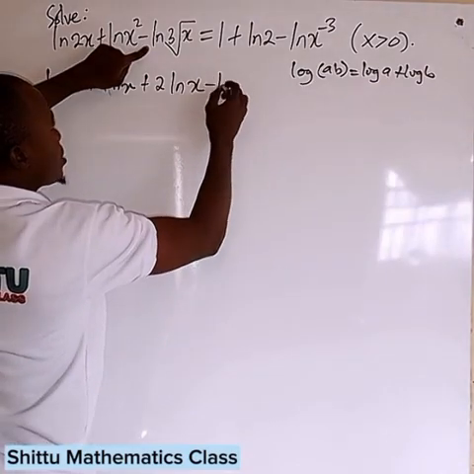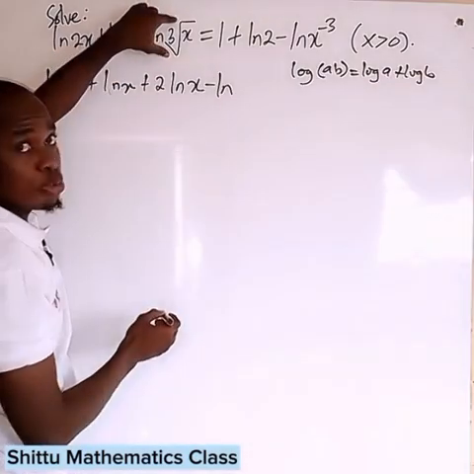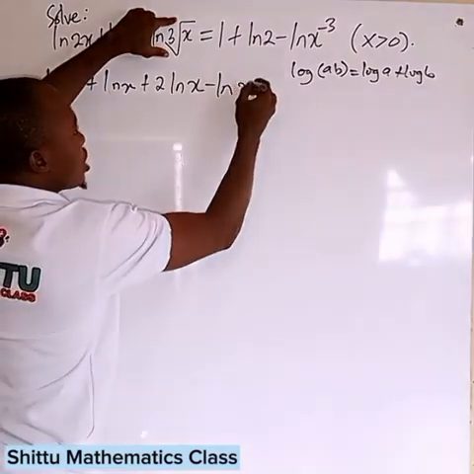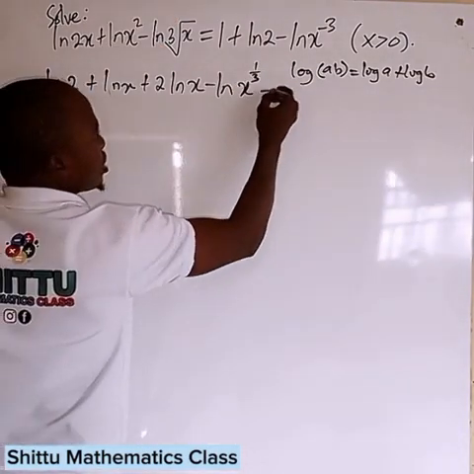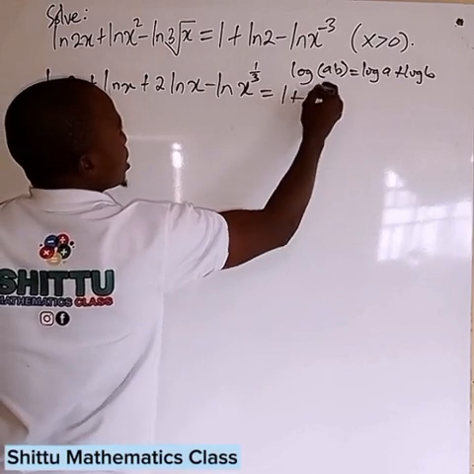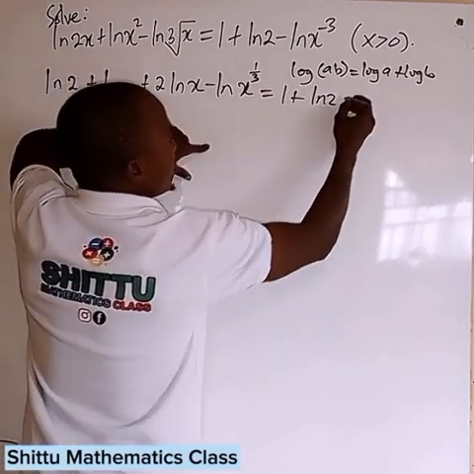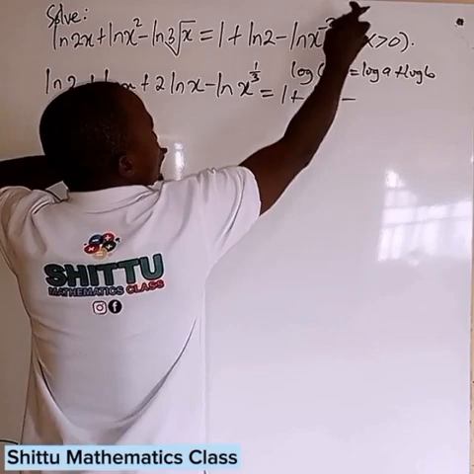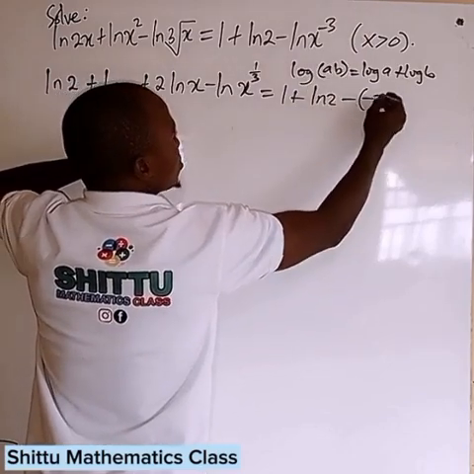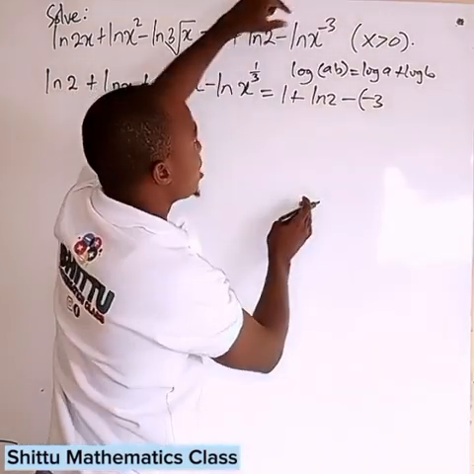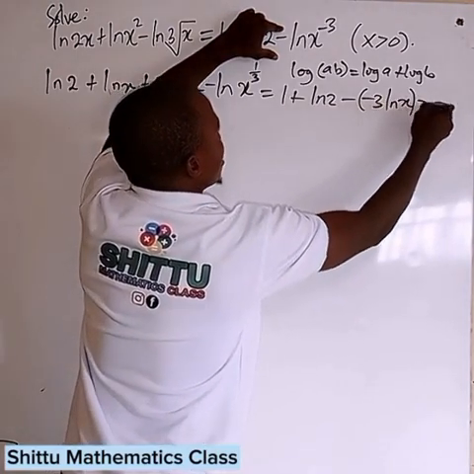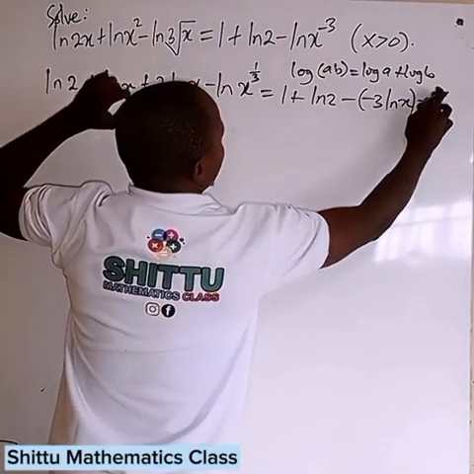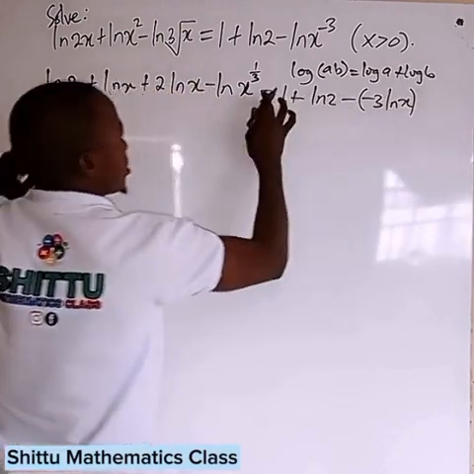Then here I can have minus ln of the cube root of x, which can turn to x to power 1 over 3, equals 1 plus ln 2, then minus. This one also can come down because it's a power, multiplying this, then we have ln x, then equals what? We have our equal sign here already.